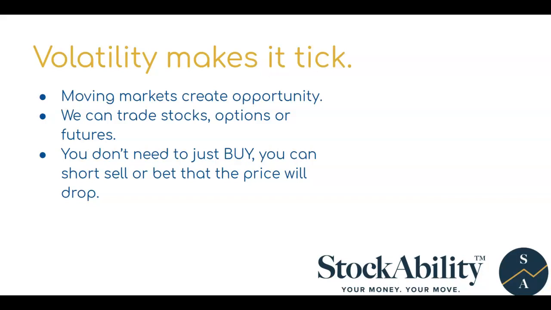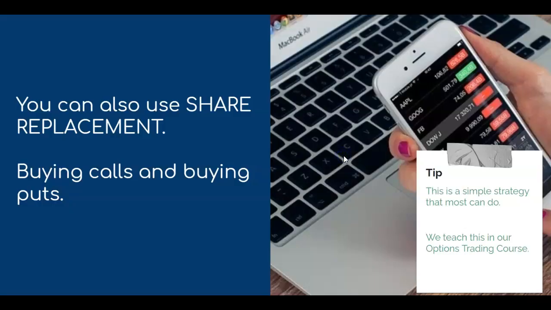So volatility makes it tick. When markets move, it creates opportunity. We can trade stocks, we can trade options, we can trade futures. And again, you don't just need to buy. There's this concept that you can only buy things that go up. Professional traders understand that when markets go down, you can make money from that as well, whether it's buying put options, using call spreads, or shorting futures. There are multiple ways to slice the bread, and we want to show you how to do that. So volatility does matter when you're trading in markets.